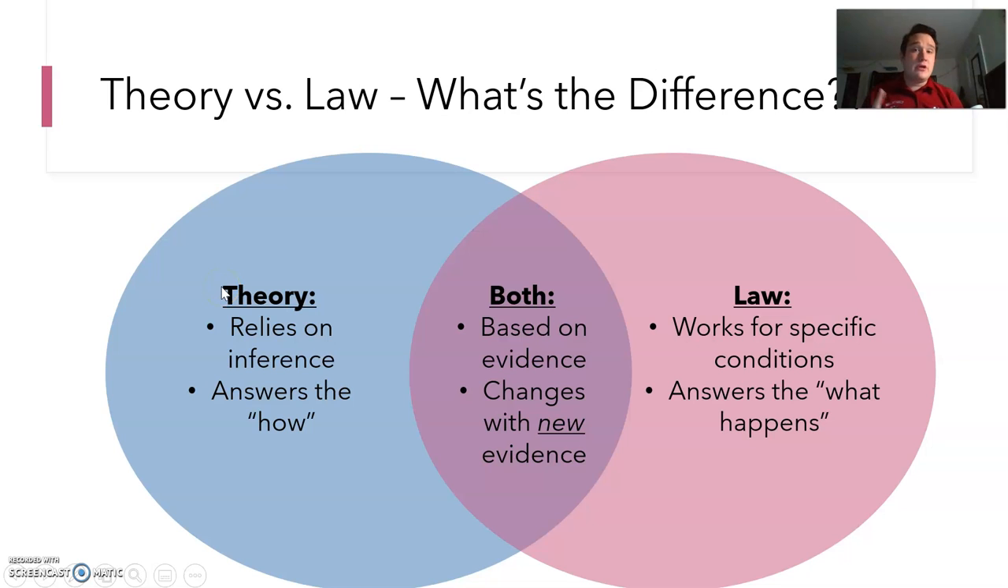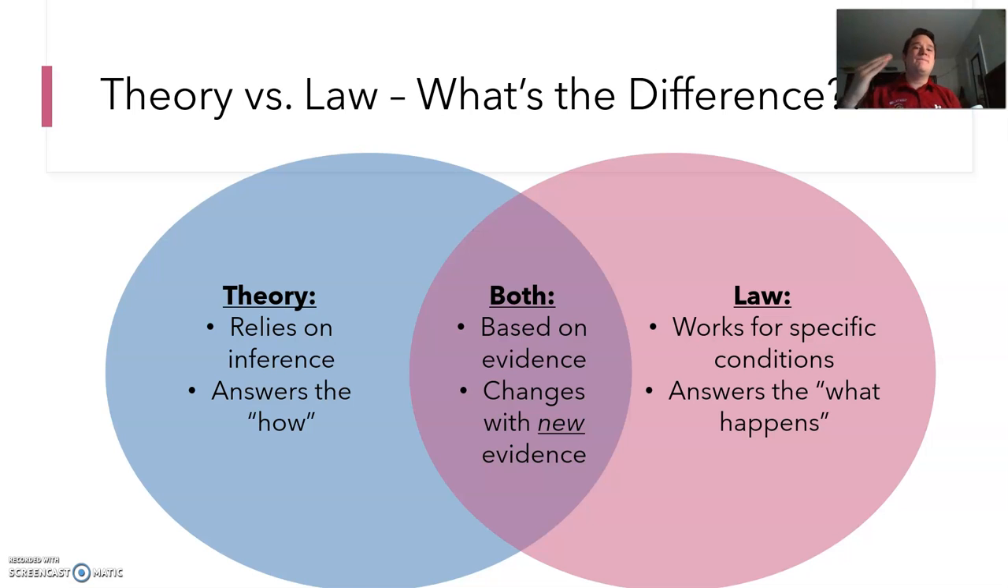Now, we have a theory. A theory outside of science typically means that you have an educated guess. A theory outside of science is actually more of a hypothesis for us, okay? A hypothesis is going to be an educated guess. Theory is going to rely on inference, and it answers the how.